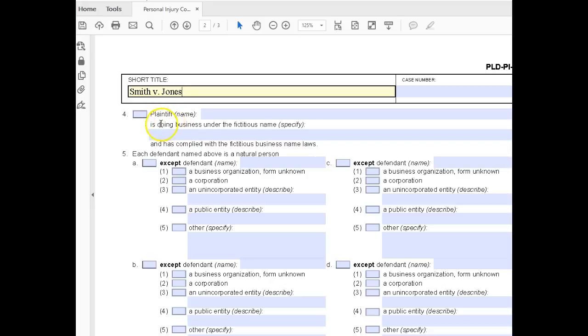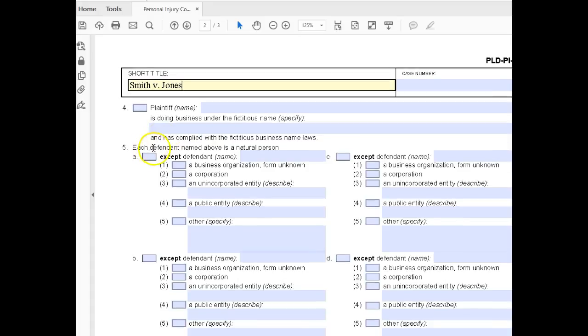Then if the plaintiff is doing business under a fictitious name, which we typically see as something like a company doing business as Joe's Shoe Shop, we would have to put in that they are doing business under that fictitious name and that they comply with the fictitious business name statement laws. If they haven't, then they're not allowed to sue. But we don't have any of that here, so you're not going to see this going into any of our scenarios for negligence in this situation.